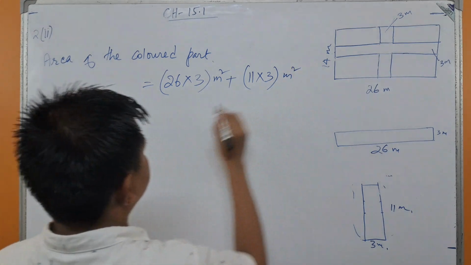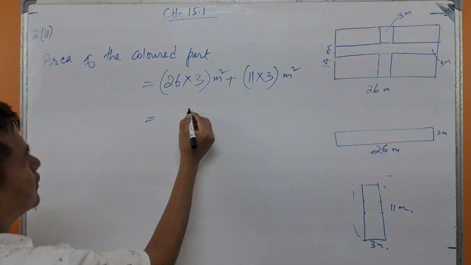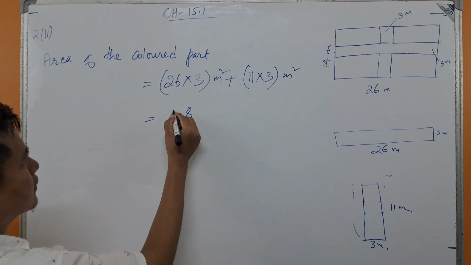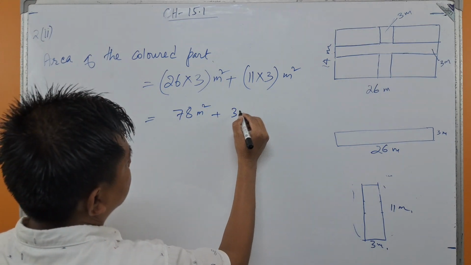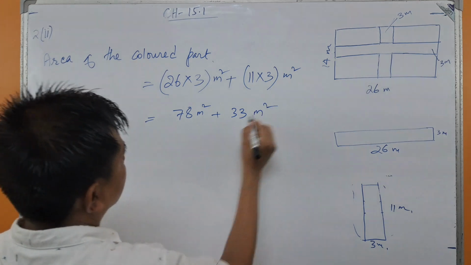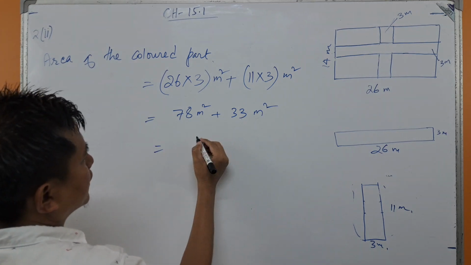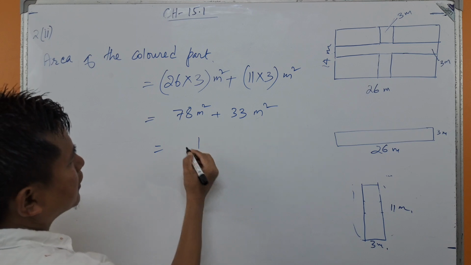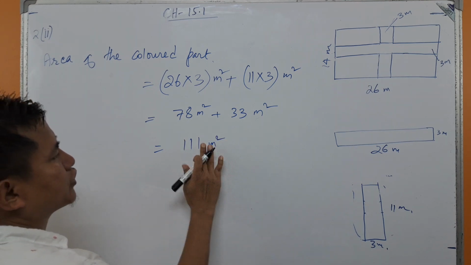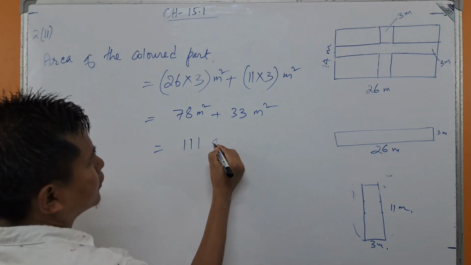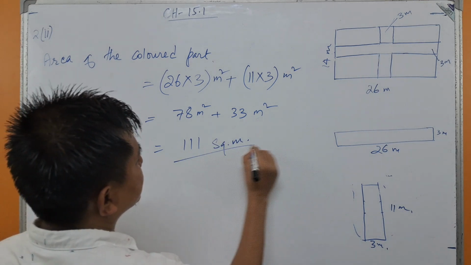meter square. So 3 6 are 18, 3 2 are 6, 7, 78 meter square plus 3 11 are 33 meter square. 8 plus 3 is 11, 7 plus 3 is 10, plus 1 is 11. 111 meter square, or you can write 111 square meters.